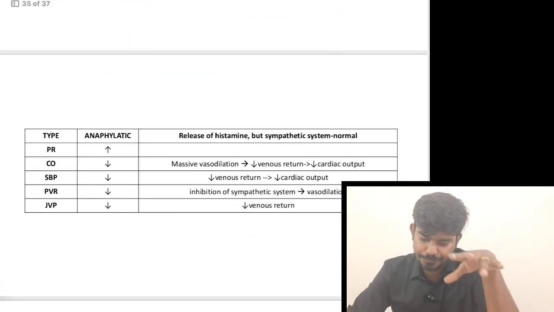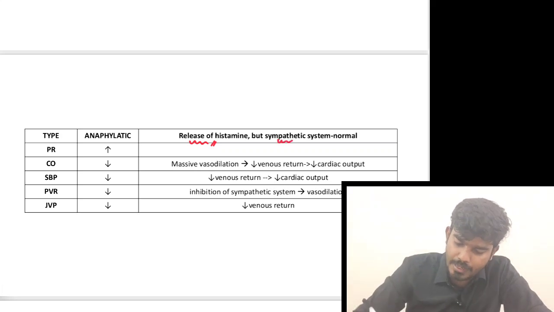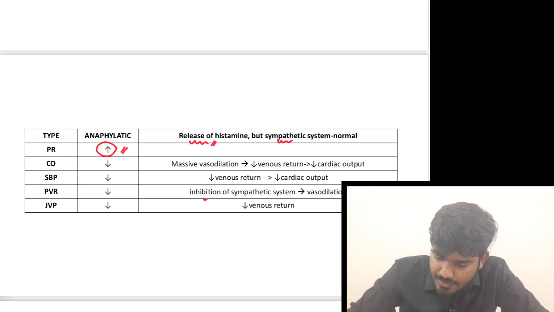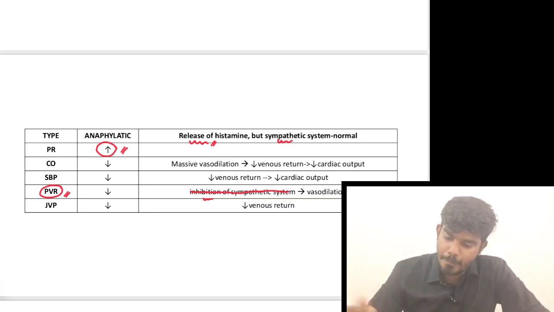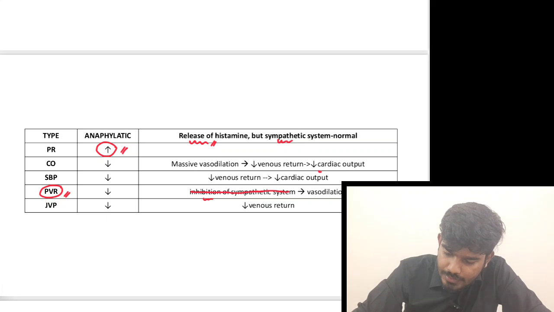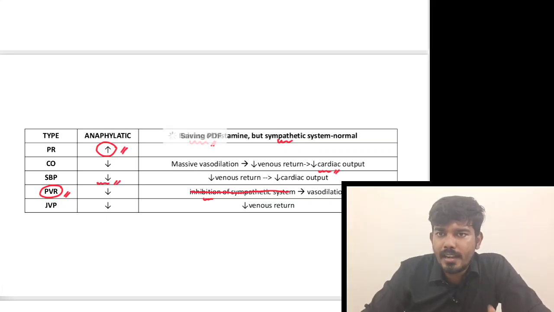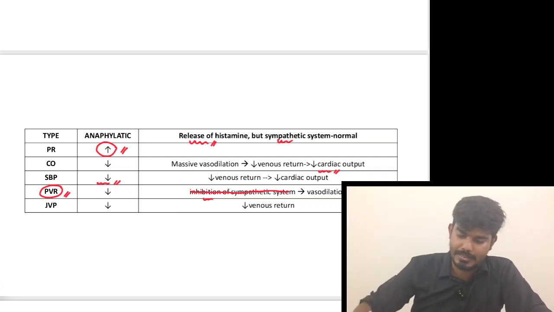Then anaphylactic shock. In case of anaphylactic shock, there is release of histamine. But the sympathetic system remains normal. Because the sympathetic system is normal, there will be increased pulse rate. But because of the histamine, there is massive vasodilation. Peripheral vasodilation happens, so peripheral vascular resistance will be less in this case. Because of the vasodilation, blood does not go to the heart, so there will be decreased cardiac output and decreased systemic blood pressure. Because of the vasodilation, JVP is also less in this condition.